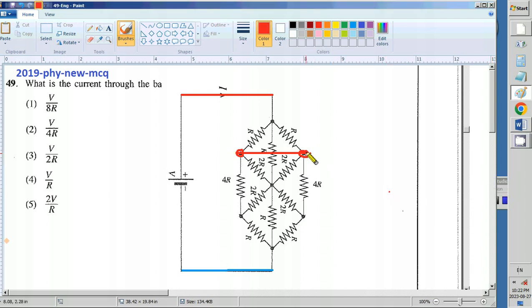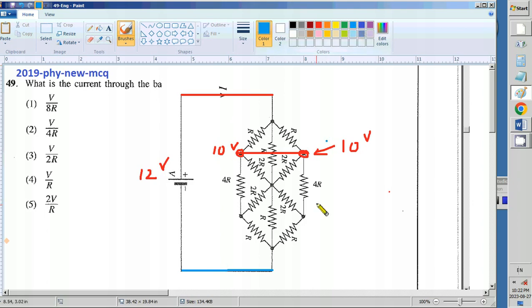So now we decided these points are equipotential points. That means the potential at these two points are equal. So if the potentials are equal, we can connect them, because there is no potential difference. Imagine this battery is 12 volt. Then we can say perhaps this one is at 10 volt. So this one is also at 10 volt.